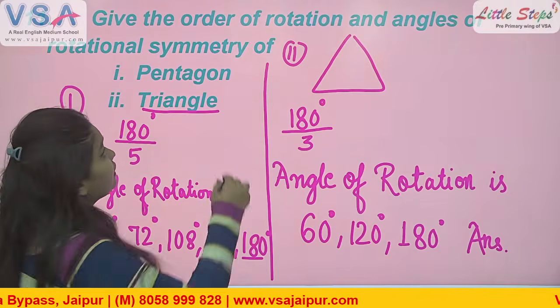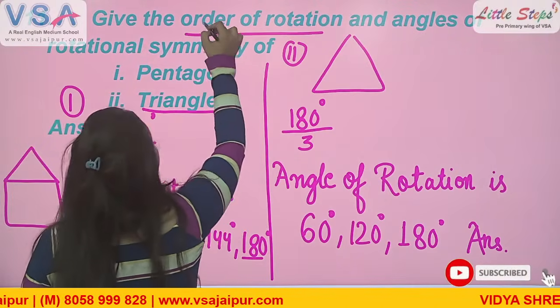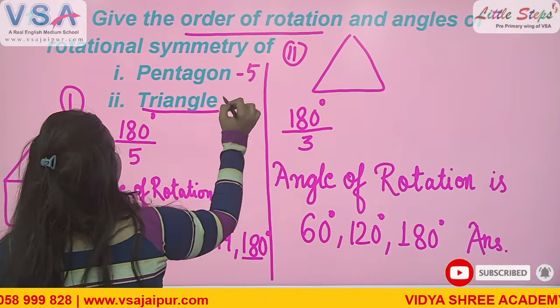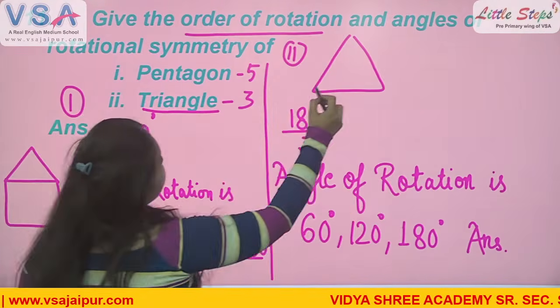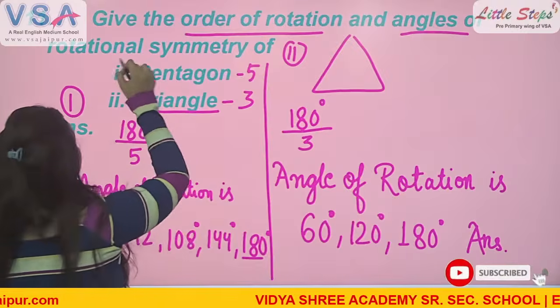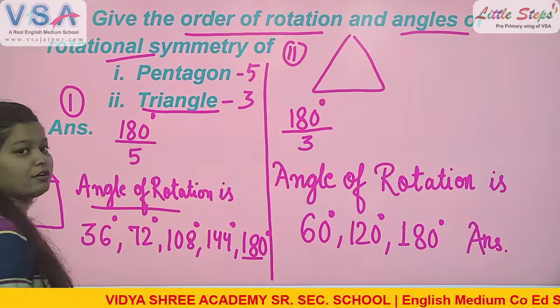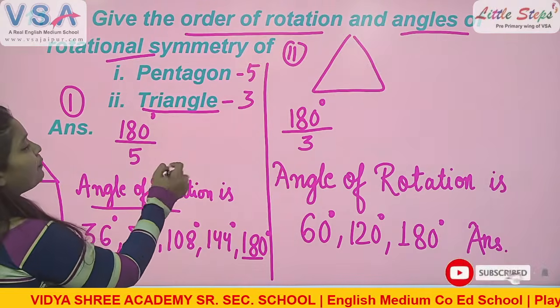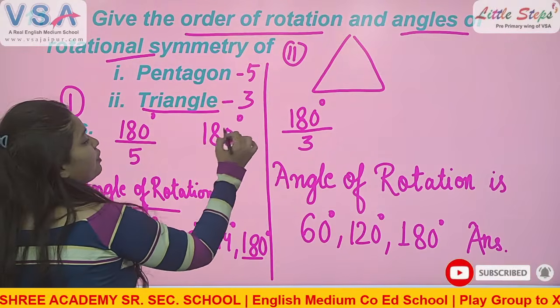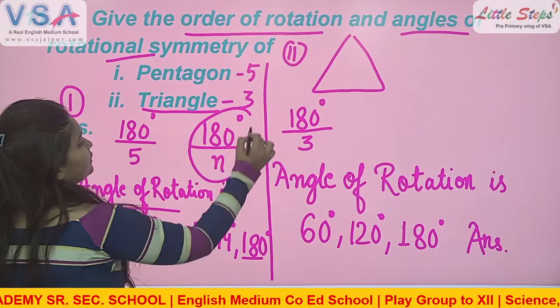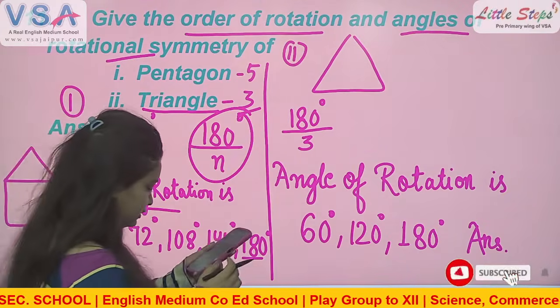Order of rotation means कितनी बार rotate हो रहा है वो, कितनी बार rotate हो रहा था: pentagon 5 बार and triangle 3 बार. But we also need to find the angle of rotation. So this is how we will find angle of rotation by the formula 180 degree upon number of sides. This is the formula of finding angle of rotation. Clear?